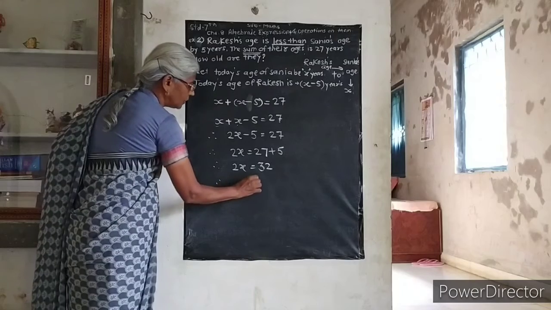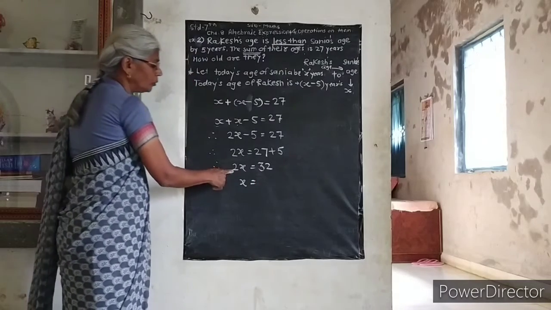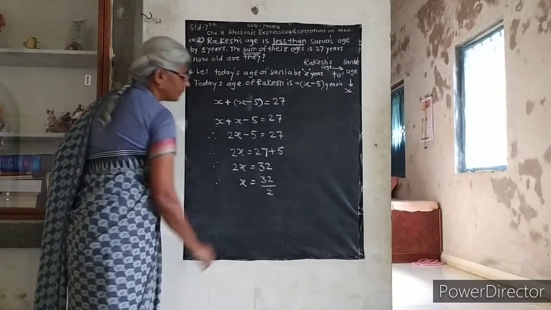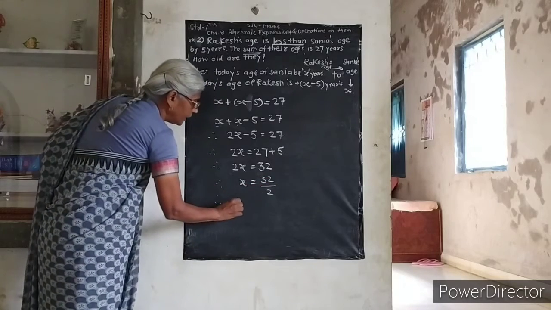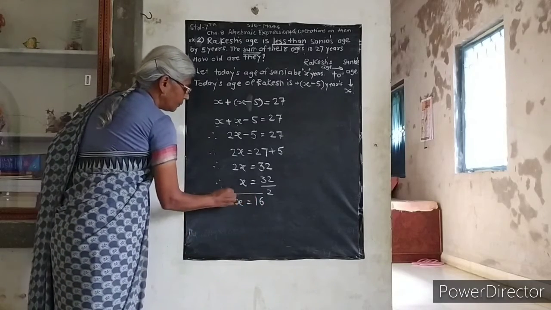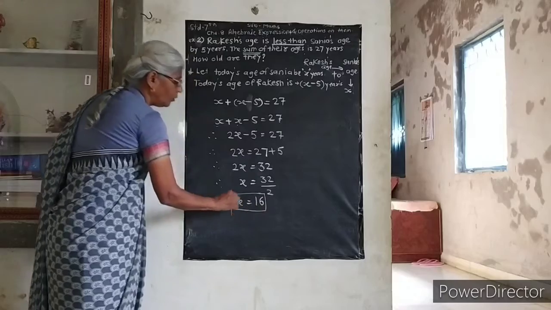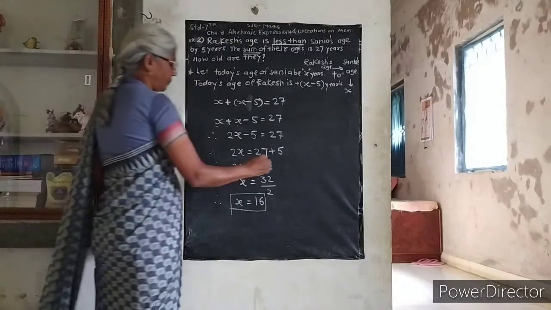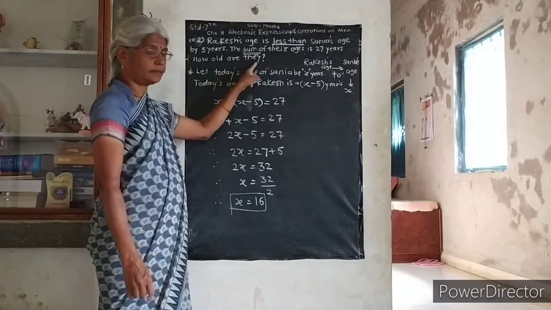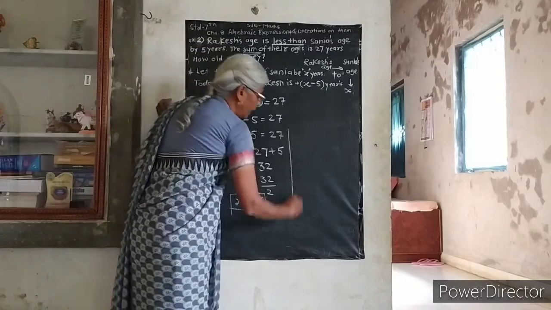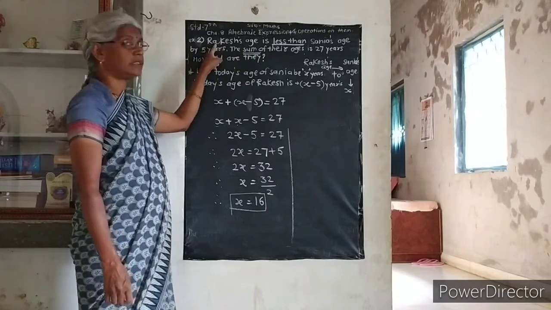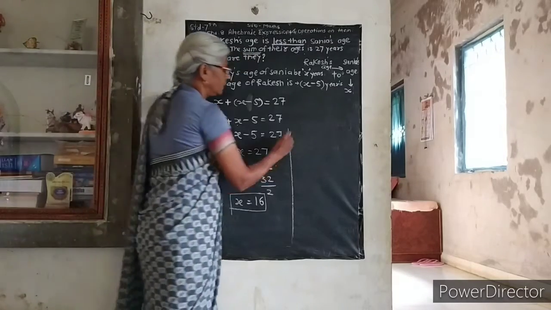Therefore, x is equal to, we transfer 2 from LHS to RHS. It gets divided. Therefore, x is equal to 16. Here, we got the value of x. Then, what is the question? How old are they? Means to find the age of Sania as well as the age of Rakesh.